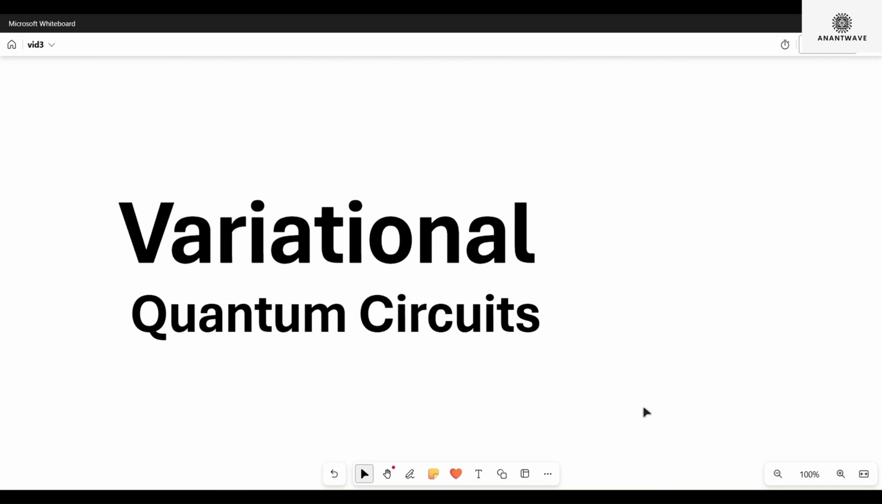What if we could teach quantum circuits to learn, just like neural networks? Welcome to Variational Quantum Circuits. In classical machine learning, we train models using parameters and gradients. But in the quantum world, things work a bit differently and also a bit more powerfully. In this video, we'll explore how VQCs work, how to build them, how to train them, and why they might be the future of learning algorithms. Let's dive in.